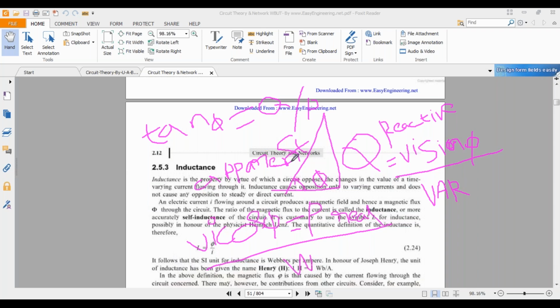Similarly, the third one is the apparent power, indicated with S. Its equation is VI only. VI is called the apparent power. Its unit for the apparent power is volt ampere, simply VA. These are the three powers we'll be having here.